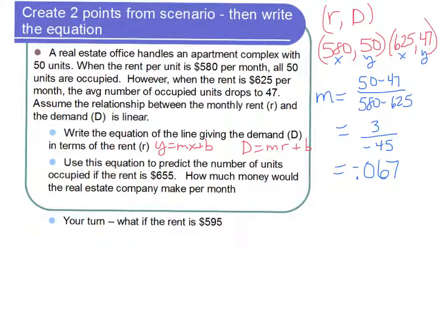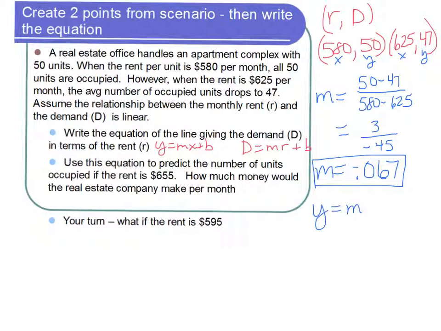So if you think about this, let's go ahead and find all of our information, and then we'll talk about what everything means. So now I know the slope. I don't know my y-intercept, but remember what we did last time? If you knew the slope and you knew a point, you could go find the b. And I can use either one of those points. So let's go find the b. I'm going to use the m of negative 0.067. I'm going to use the 580, 50.